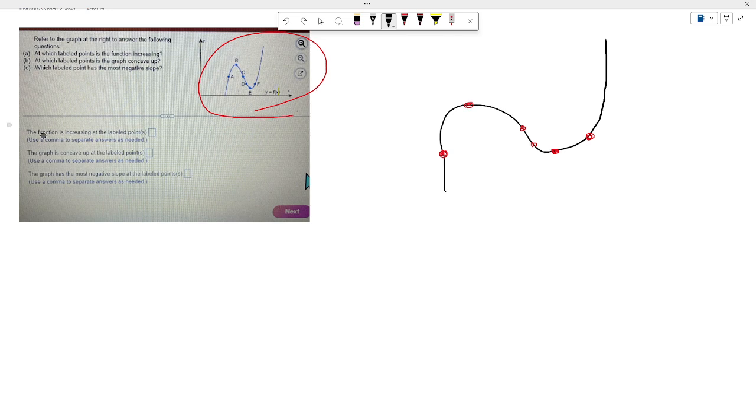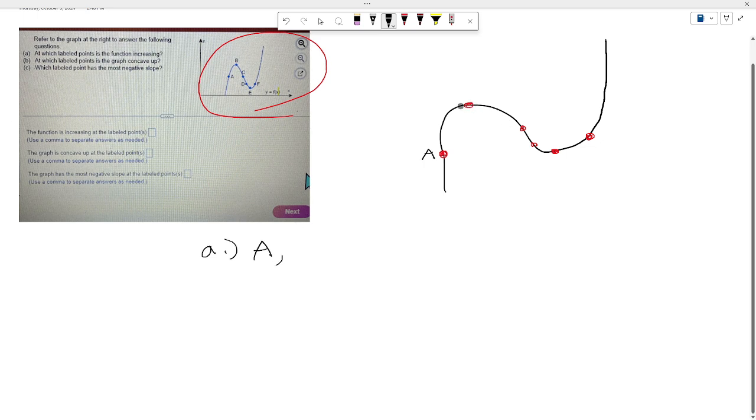When it says that the function is increasing, it's asking if it's going up. Basically, is the slope positive? So in this case, which ones have a positive slope? We can see that at point A, the slope is going to be going up because the graph is going that way, like the line is like that. So the slope is positive. So the answer for A is going to be A, comma.